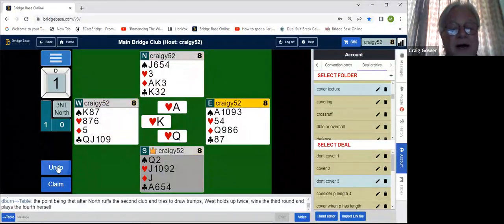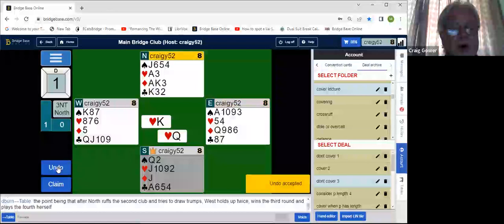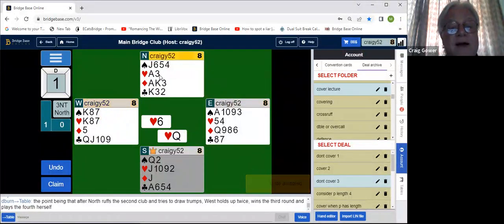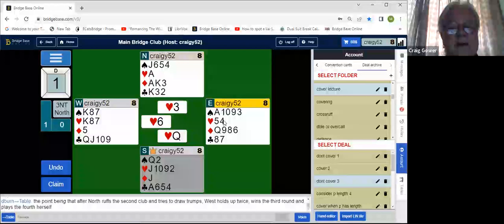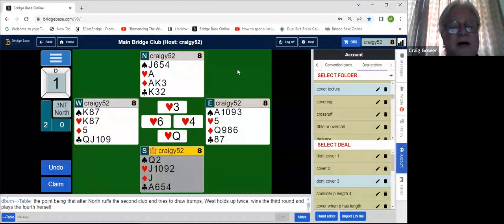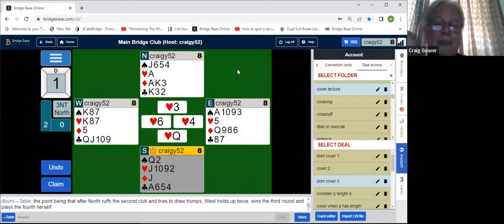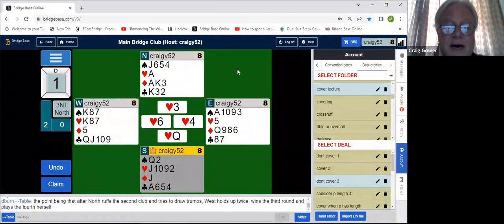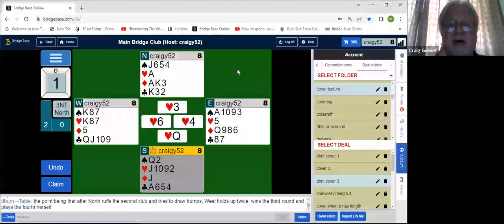But if you just realize it's not a law that you have to cover, and if you can see you can't make any promotion, then just don't cover. So those declarers who play like this, they will actually defeat themselves. And now they can't establish the hearts because that's going to come to a grinding halt on the second trick, and they don't have enough entries.